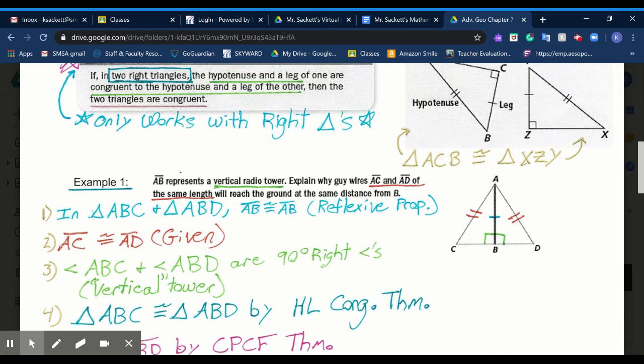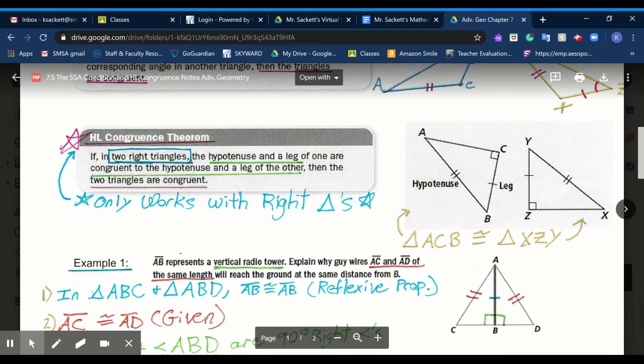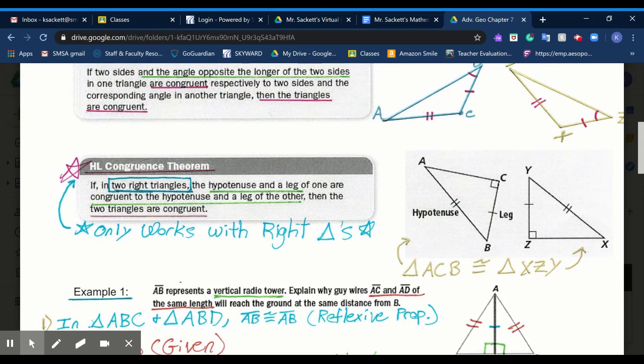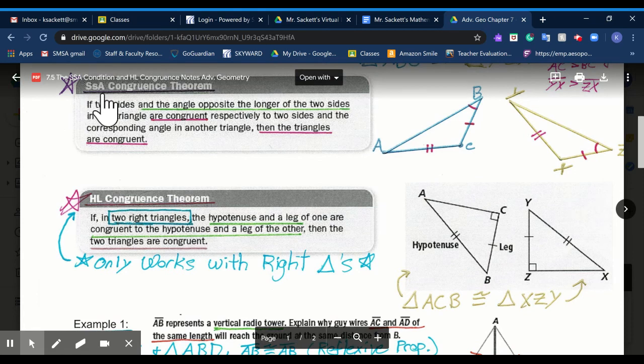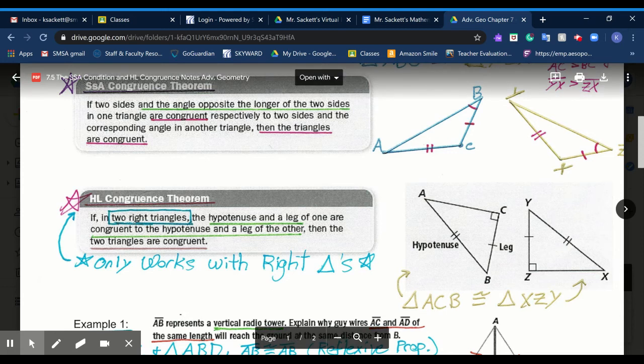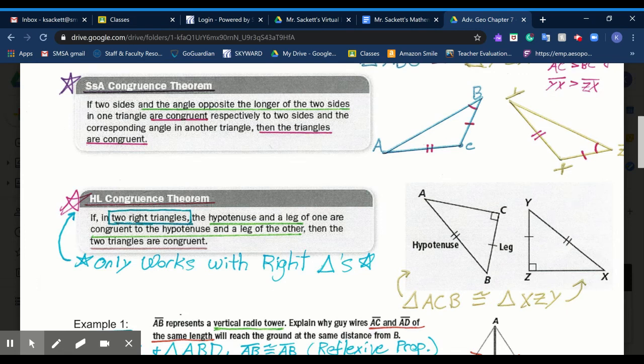Now, what you should think about and notice is the hypotenuse leg theorem is a special scenario based on this side-side angle congruence theorem, because in a right triangle, we always know the 90-degree angle, and the side opposite, the hypotenuse, is always the largest side. So in that case, this hypotenuse leg congruence theorem is actually based on the idea of the side-side angle congruence theorem.